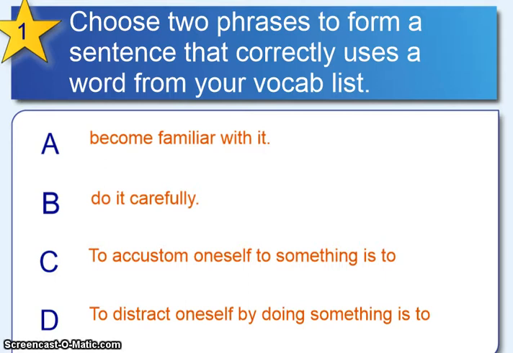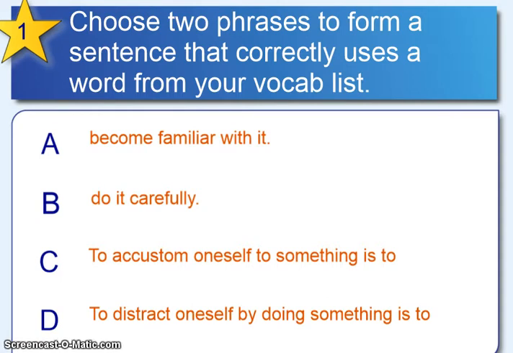So we can actually just start at the beginning. Well, we know that that's the end of a sentence because there's a period. We look at B, that's the end of a sentence because there's a period. If we look at C, we see the capital letter, so we immediately know that that's a sentence starter, and D also is a sentence starter because of that capital letter. So let's start with C. To accustom oneself to something is to, well, A, become familiar with it, or B, do it carefully. Well, I think A actually works better there.